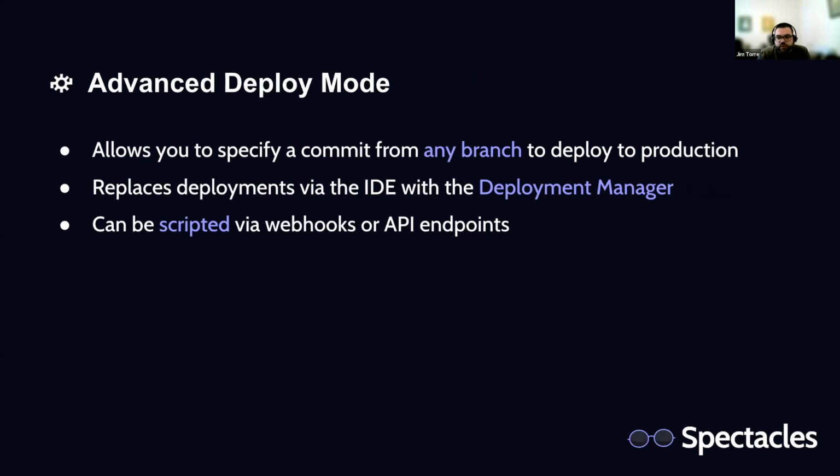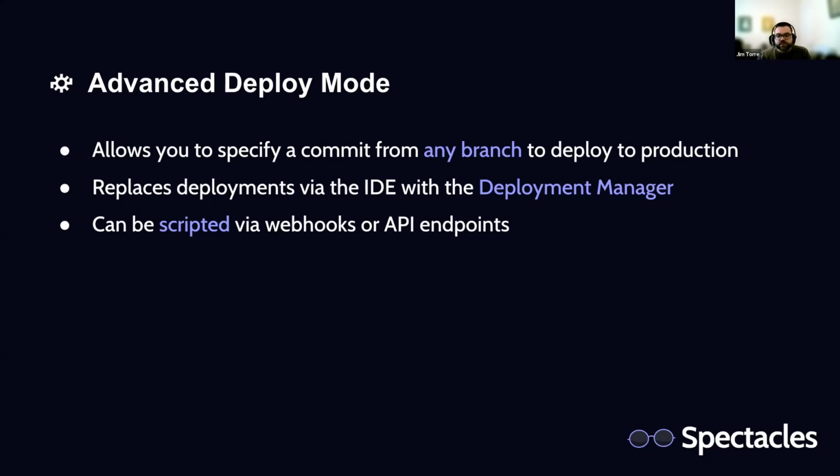Advanced deploy mode does allow you to specify a commit or a tag from any branch in the repository to deploy to production within a Looker instance. So that means, like I said before, that you could take that single Git repository, you may have many branches in there, or you may use some type of tagging structure, and you'd be able to select one of those and deploy it somewhere in your environment.